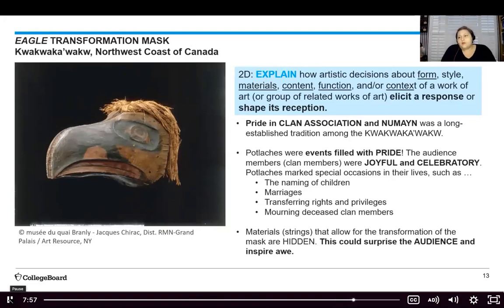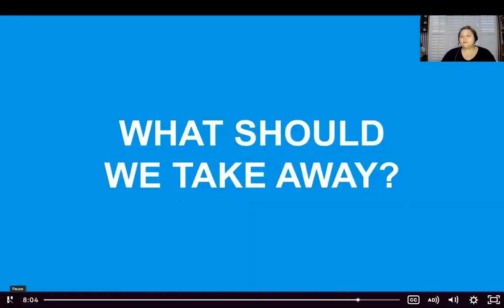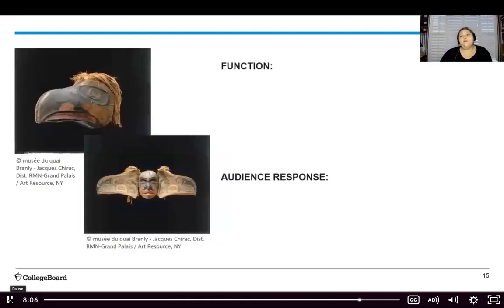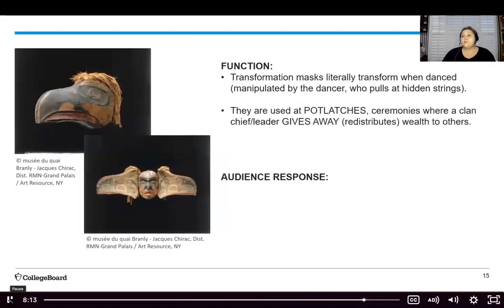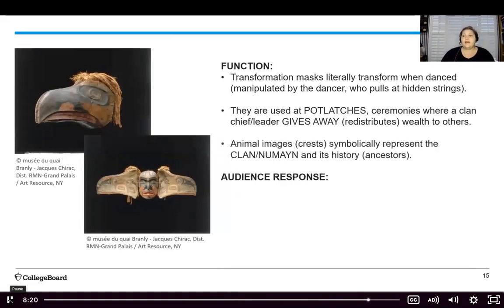It could surprise them. It could inspire awe because they don't really know exactly how it's happening, and the darkness kind of conceals it. So what should we take away? Well, function, that's the big one. They literally transform when being danced because they're manipulated by the dancer. They are used in potlatches, ceremonies where the clan gives away or redistributes their wealth to others. And these crests, or these animal images, in this case an eagle, symbolically represents the clans and their ancestors. And it will represent the future people of that clan.